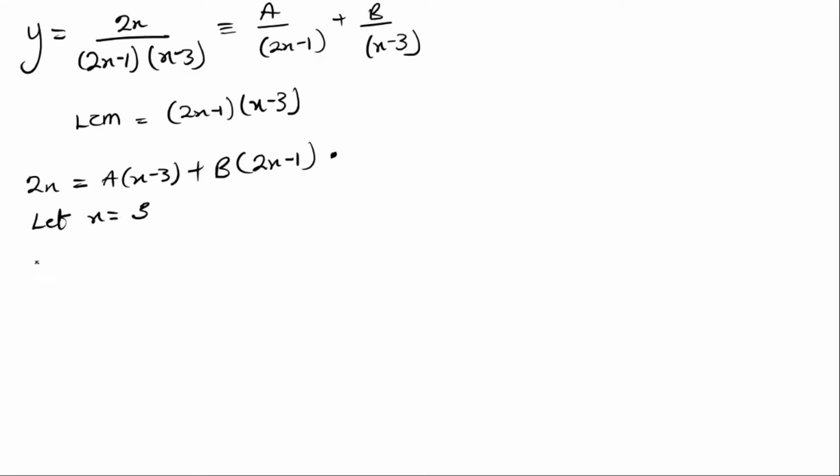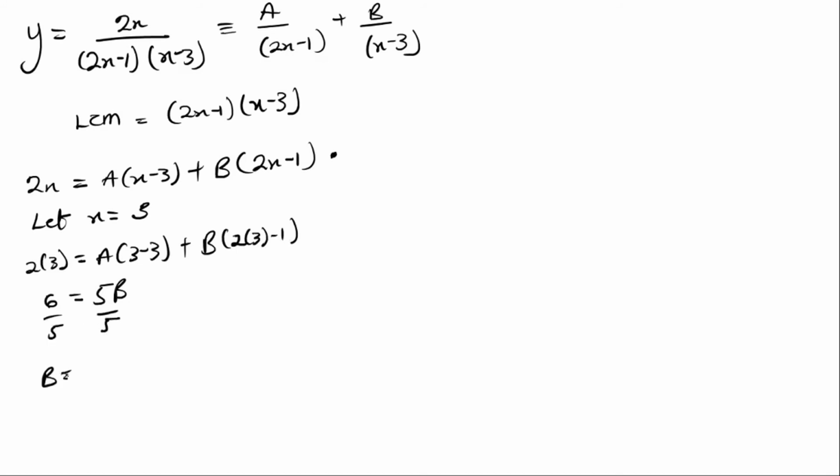Now when x is 3, we have 2 into brackets 3 is equal to a into brackets (3 minus 3), then plus b into brackets (2 multiplied by 3 minus 1). Okay, so we get 6 is equal to, this is now nil, becomes 0. Then we have 2 multiplied by 3 is 6, minus 1 is 5, so we have 5b. So from here we can make b the subject by dividing both sides by 5. So our b is equal to 6 on 5.